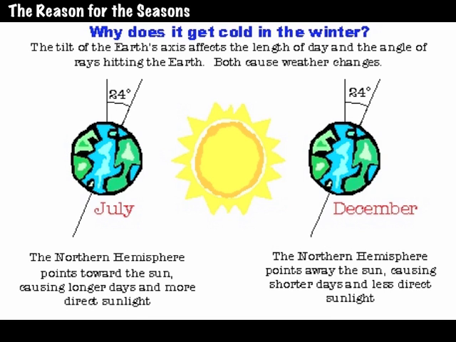So in July, the northern hemisphere where we live, like North America and Canada, points towards the sun, causing longer days and more direct sunlight. You can see that it's pointing towards the sun. And in December, the northern hemisphere is pointing away from the sun, causing shorter days and less direct sunlight.